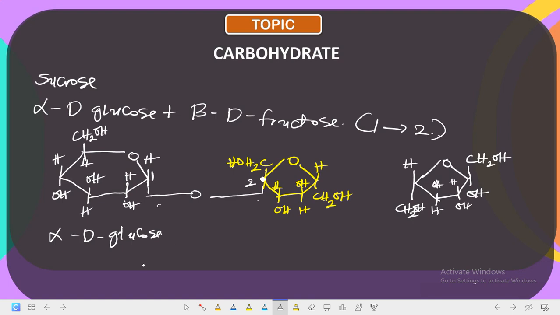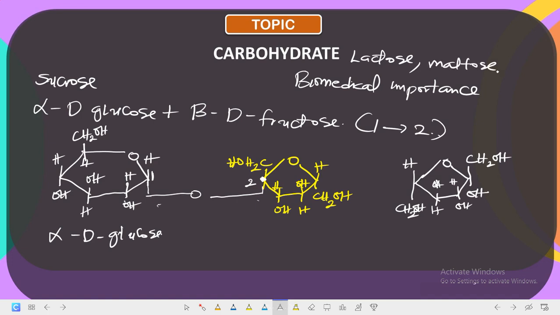Now, another thing that you need to read, to prepare well for your exam, is the biological importance or the biomedical importance of each of these disaccharides. It's something that you should read. Biomedical importance of fructose, biomedical importance of lactose. Then we have maltose and sucrose. You should know the biomedical importance.